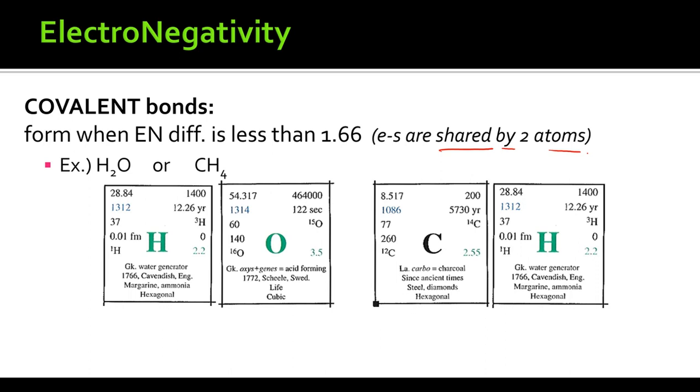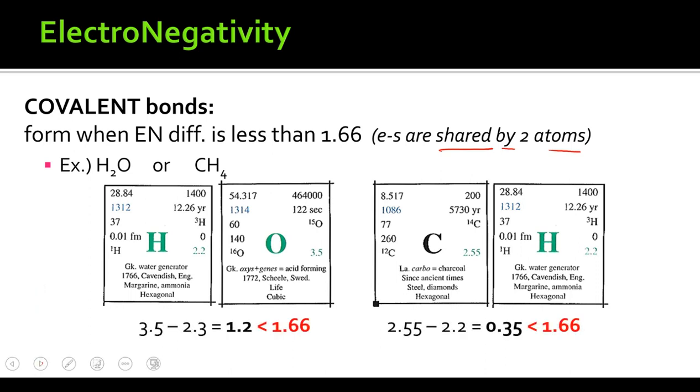And sharing is kind of the other end of the options when atoms form bonds, either sharing electrons or a give and take of electrons in the transferring of them. Water is a good example of a compound that'll do that, because if we subtract its electronegativities, we get a difference of 1.2, and that's less than 1.66. So H and O will give us a difference that comes out to be a covalent bond. I'm just realizing this should be a 2.2 and this should be a 1.3, but it would still be less than 1.66. So that would still be a covalent bond.